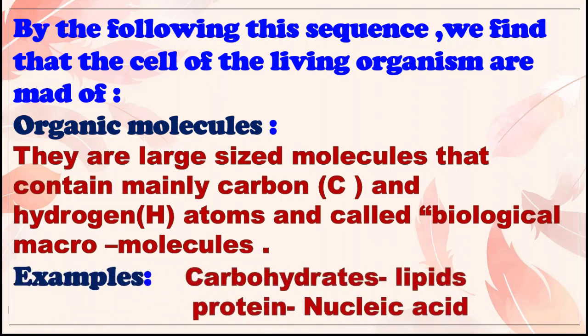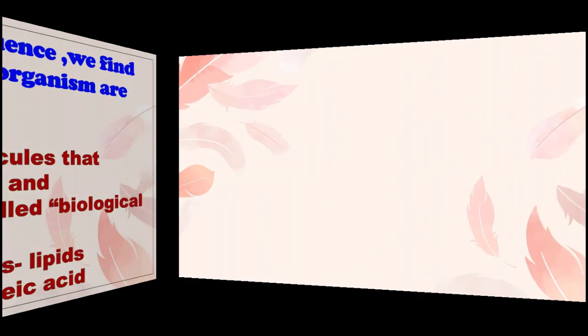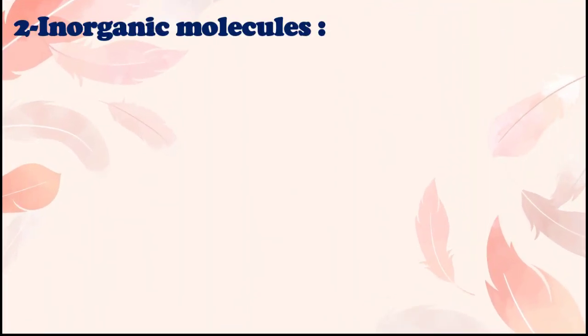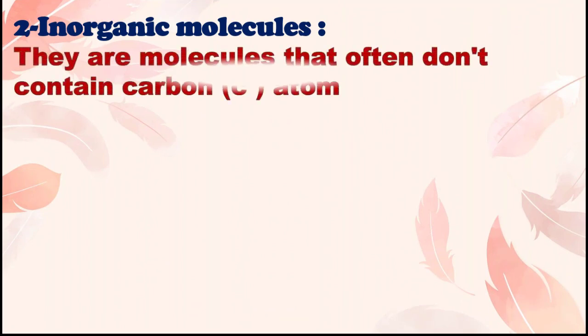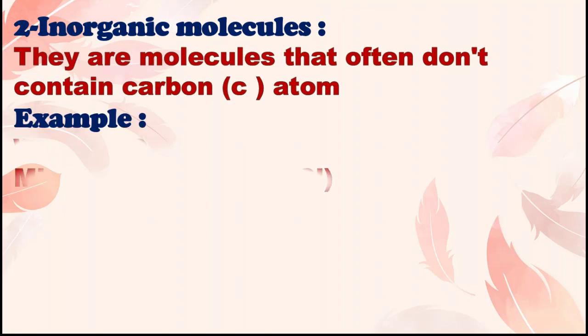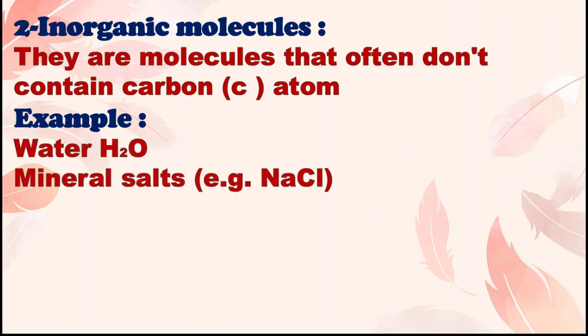Examples of organic molecules: carbohydrates, lipids, proteins, and nucleic acids, and we will study in detail the structure and importance of each component in living organisms. Number 2, inorganic molecules. Inorganic is the opposite of organic. They are molecules that often don't contain carbon atoms. Examples of inorganic molecules: water and mineral salts like NaCl.